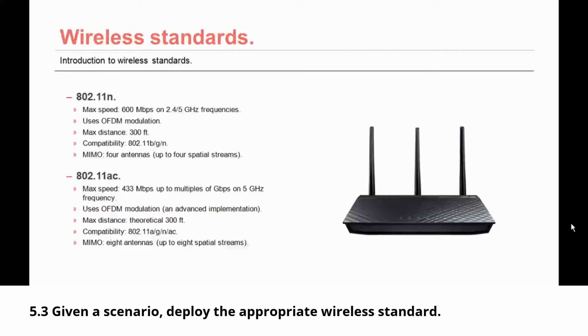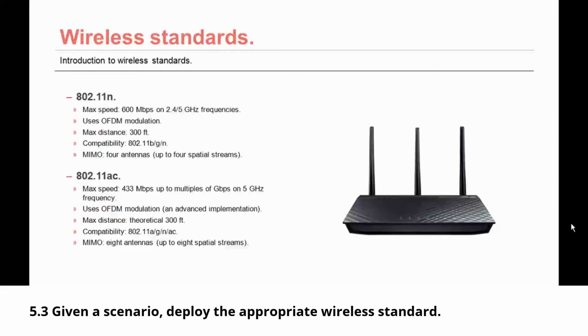And finally, we have 802.11ac. Now, 802.11ac offers speed anywhere from up to 433 megabits per second up to multiples of gigabits per second, and it operates on the 5 gigahertz frequency band. It uses OFDM as its method of modulation, but its implementation is an advanced form of OFDM. 11ac offers a theoretical maximum distance of 300 feet. 11ac can be compatible with 11a, g, or n.